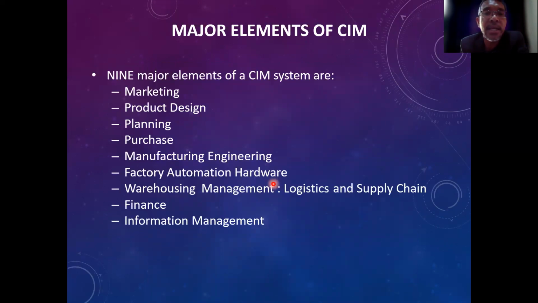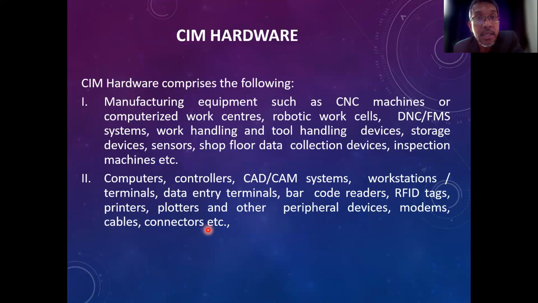So this one we also call the production system. The major elements: we have 9 major elements: marketing, product design, planning, purchasing, manufacturing engineering, factory automation, hardware, warehouse management, finance, and information management. That is 9 elements in the SIM.